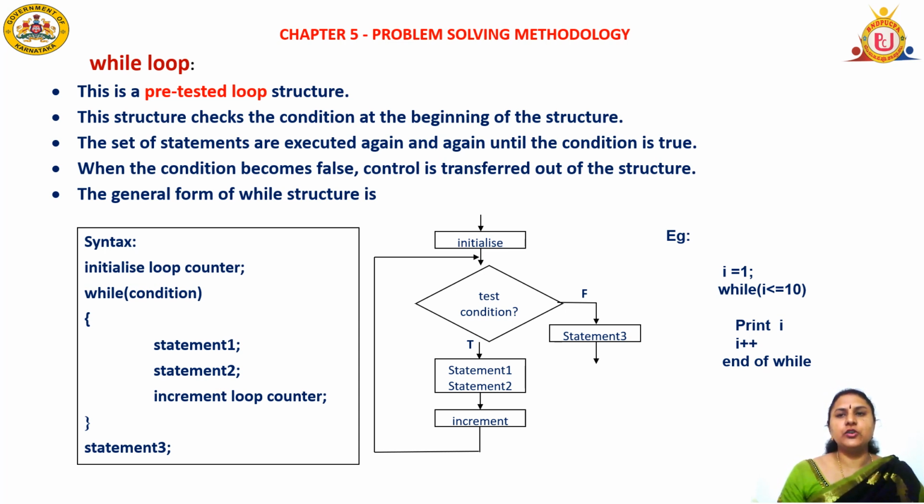Example program: I want to print the numbers from 1 to 10. The initial value of I is assigned 1. Next, I check the condition: while I is less than or equal to 10. If the condition is true, 1 is less than or equal to 10, print I. First it will print 1, then I plus plus gives 2. 2 will be checked with the condition 2 less than or equal to 10. Again it will print 2. So it will repeat the statement until it becomes 10. After it prints 1 to 10, it will come out of the loop. End of while; we close the while loop.